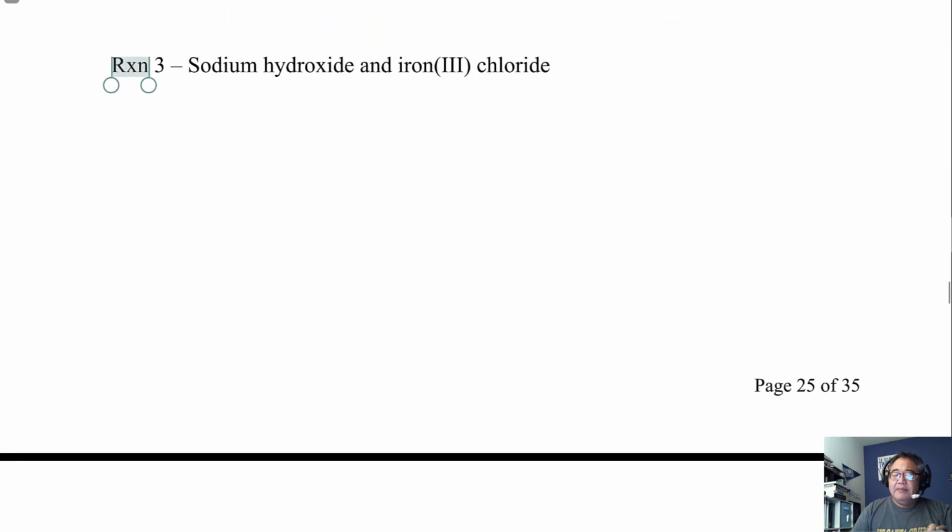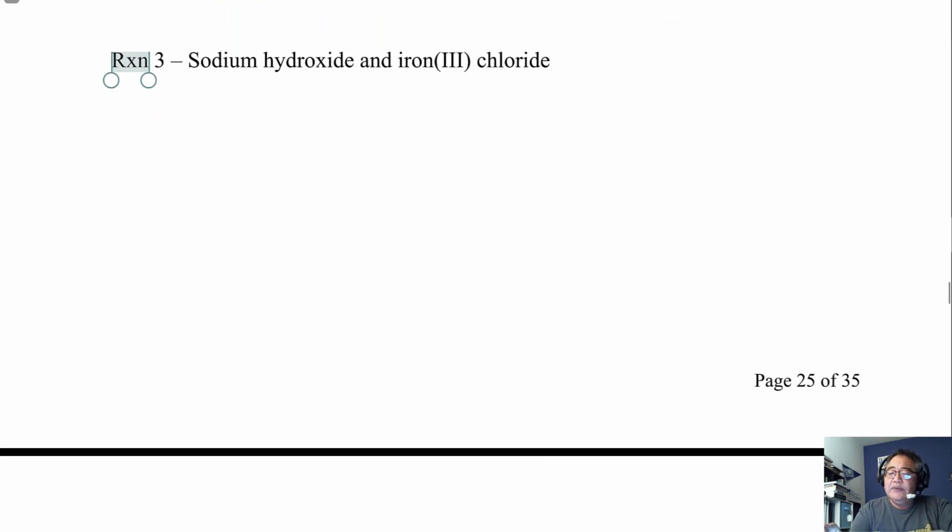One more example, and we're going to do sodium hydroxide and iron 3 chloride. And what I want you to do is write the ions, write the reactants and the products from the ions, and then we'll stop and try to predict if a reaction takes place. I'll pause the video here and you can do that.